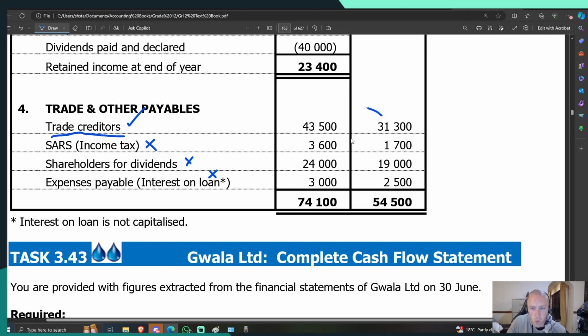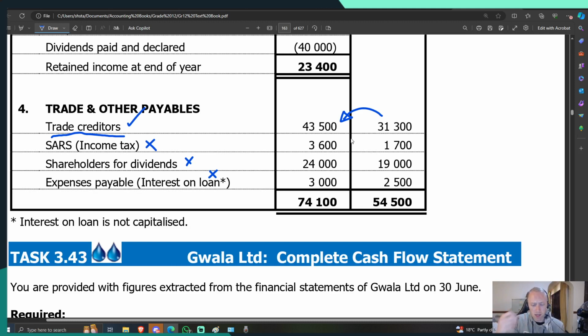The trade creditors went up. That is to say, we owe more money at the end of the year. Now let's think about this. If I owed less money at the end of the year than I did at the beginning, that would mean that I paid back more money than I borrowed. Right? I paid my creditors more than I borrowed from my creditors. But in this case, I borrowed more than I paid. Right? Because my trade creditors went up.